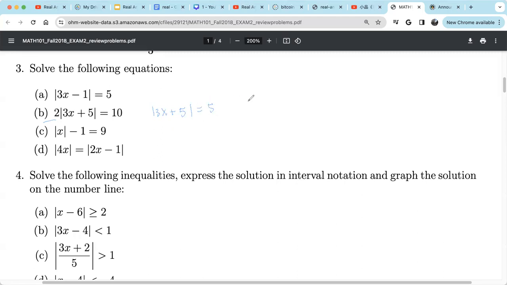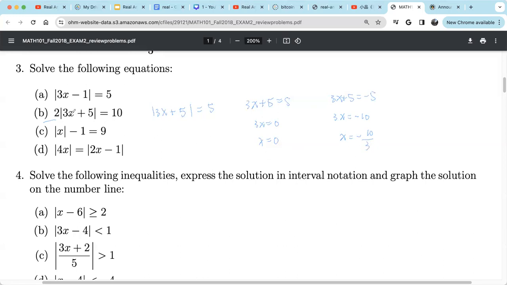Then we do the same. If inside, 3x plus 5 equals positive 5, we subtract 5 on both sides. 5 minus 5 is 0, divided by 3, 0 divided by 3 is 0. Or 3x plus 5 is negative 5. It's a negative number. Then 3x equals negative 5 minus 5, negative 10. So x equals negative 10 over 3. Two solutions, right?